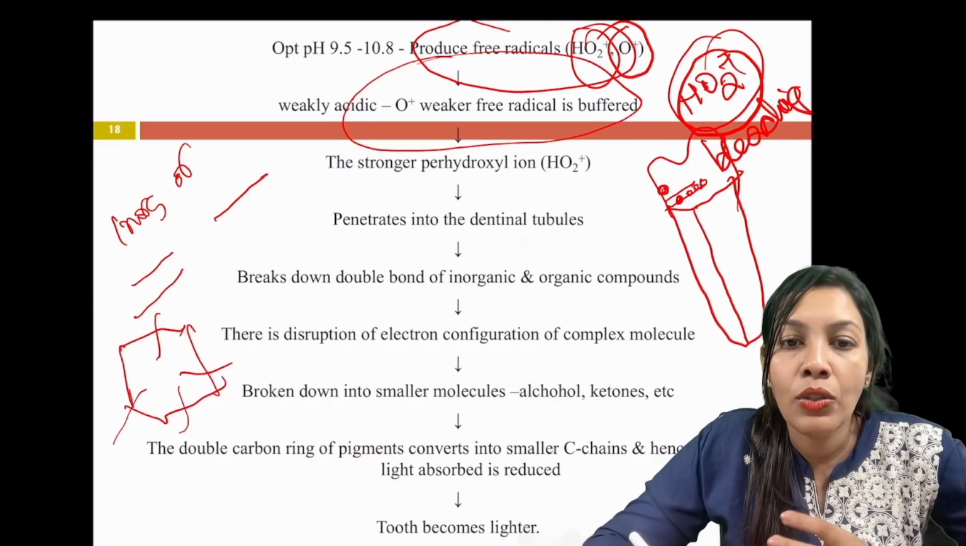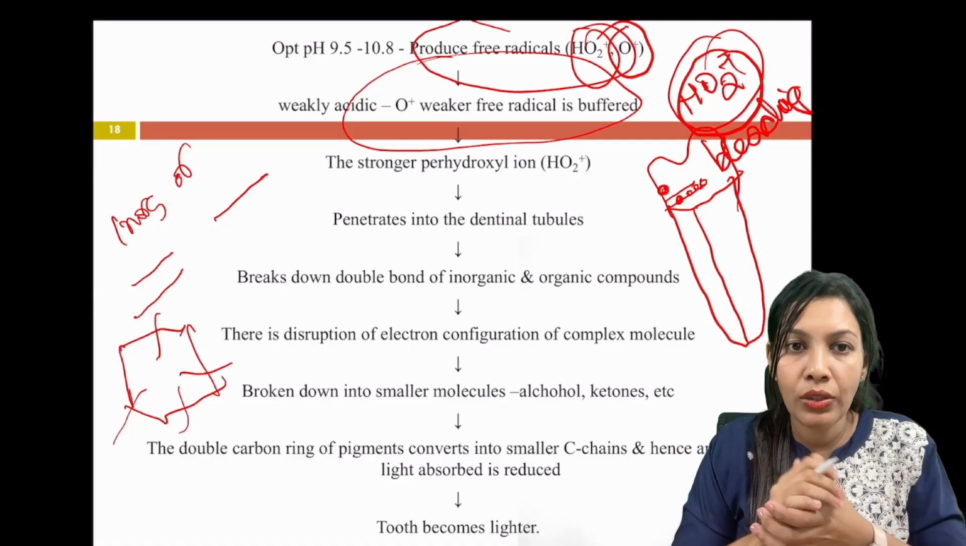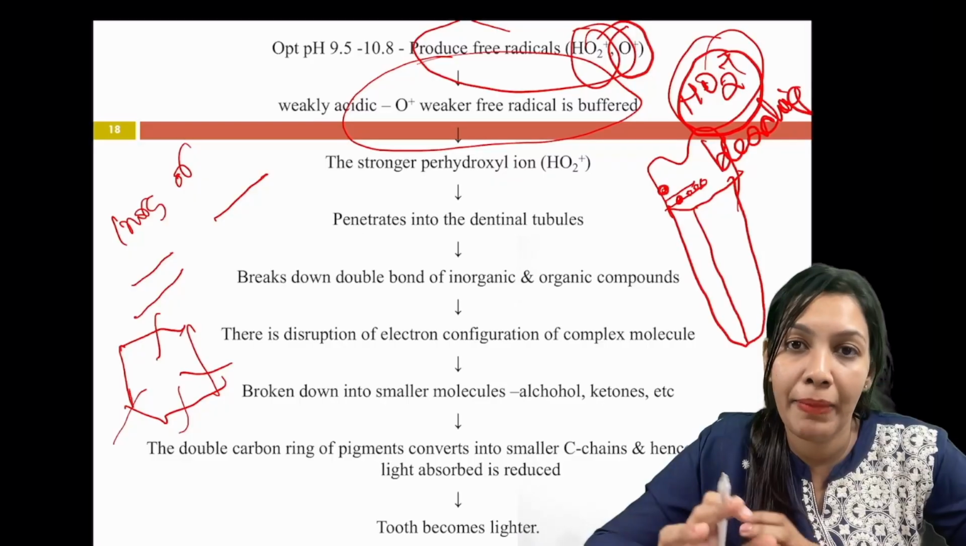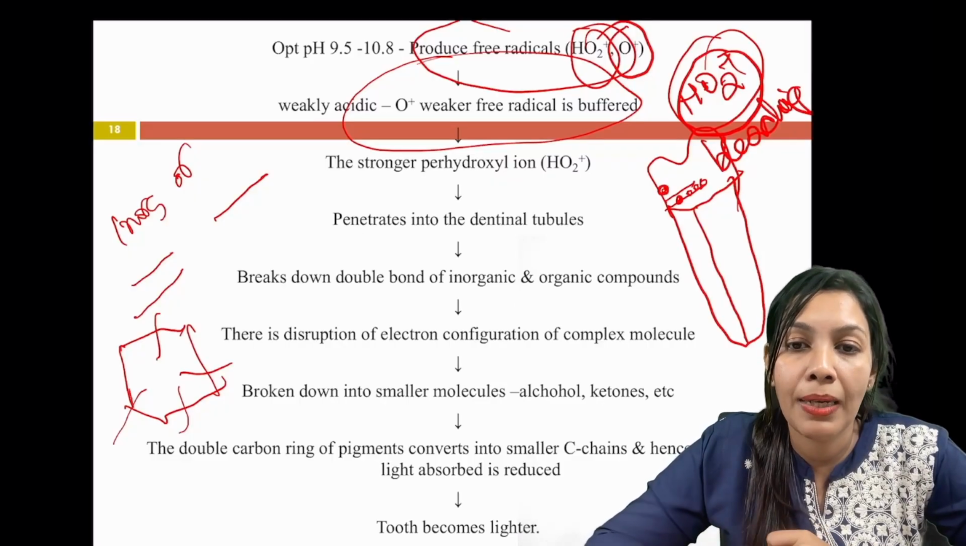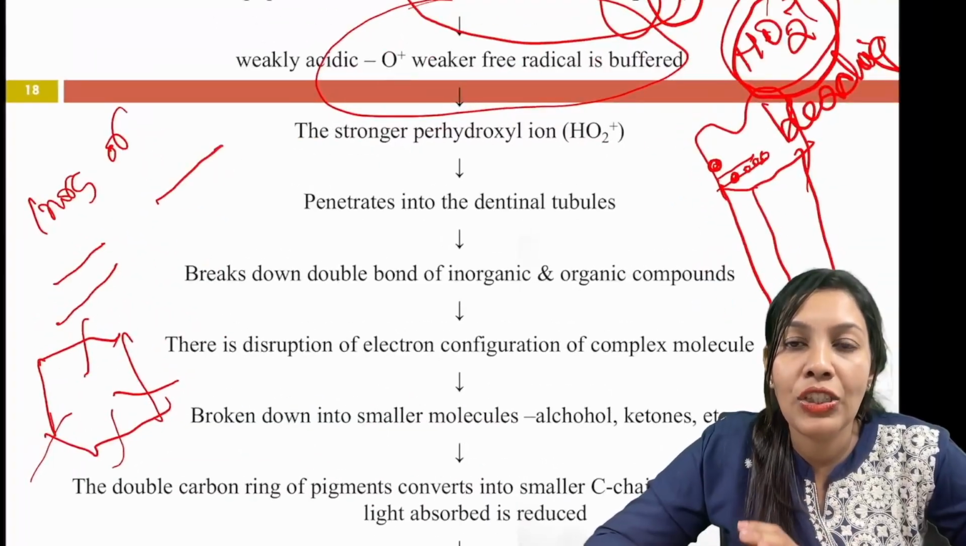perhydroxyl group. So larger molecules are converted into smaller molecules, so the amount of light reflected will also be maintained as such, and the tooth becomes lighter. So this is actually the mechanism by which the bleaching takes place.